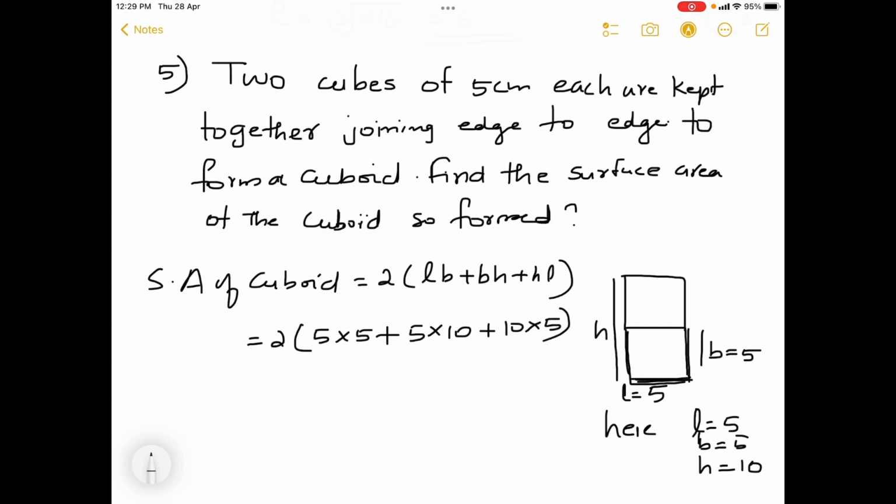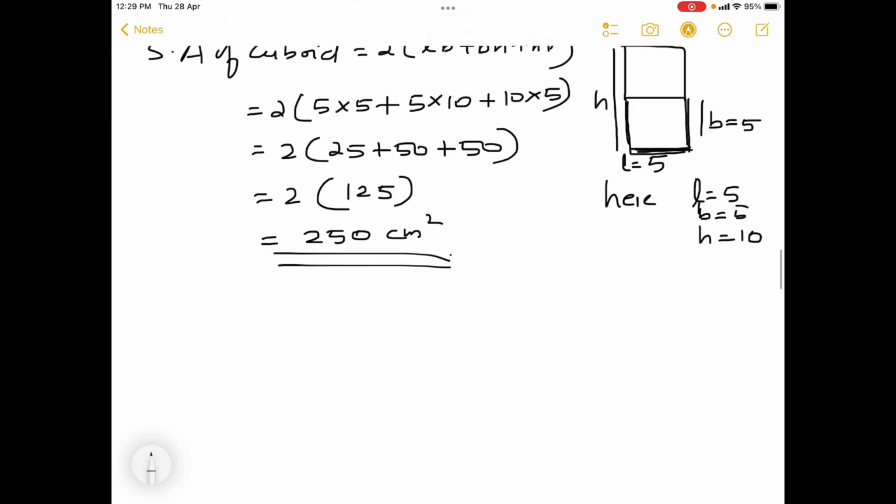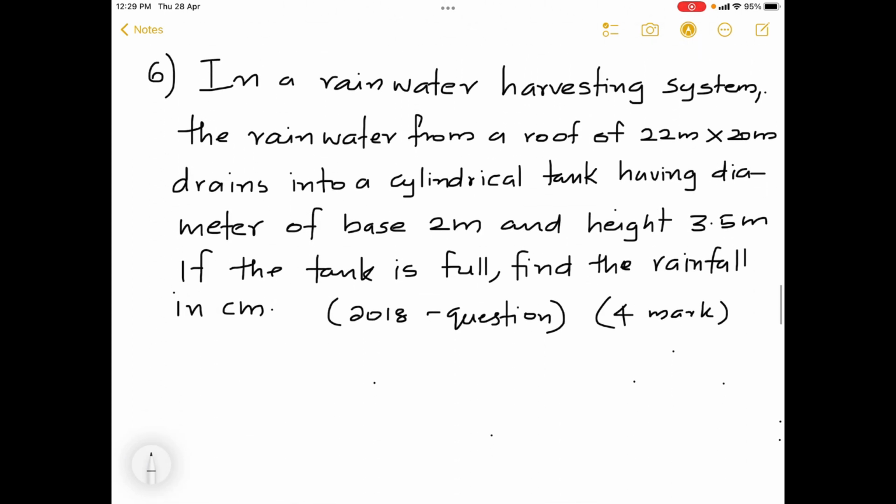plus H is equal to 10, 10 into L is equal to 5) is equal to 2 into (25 plus 50 plus 50) is equal to 2 into 125 is equal to 250 centimeter square. Okay. Next question, sixth question.